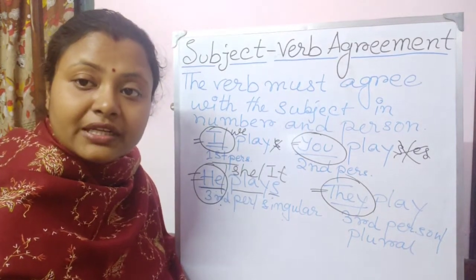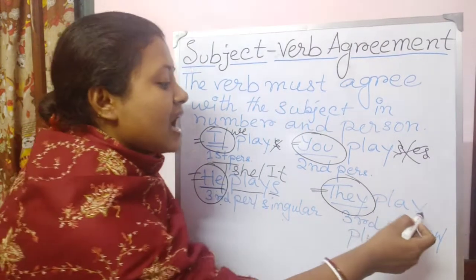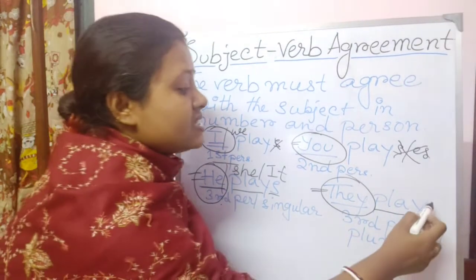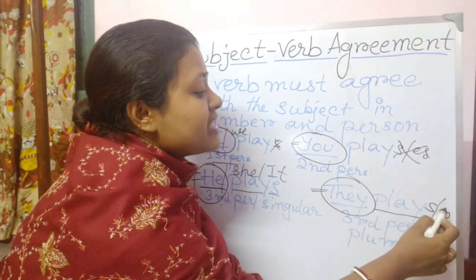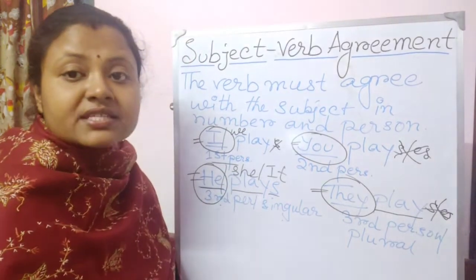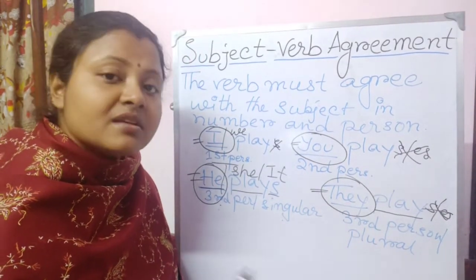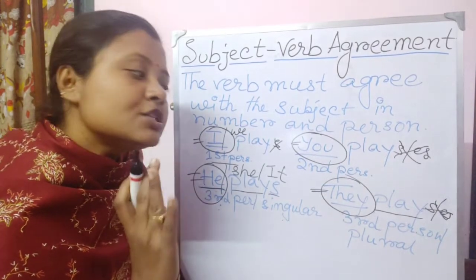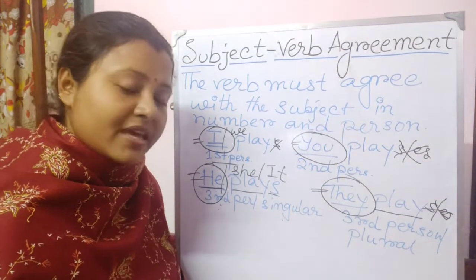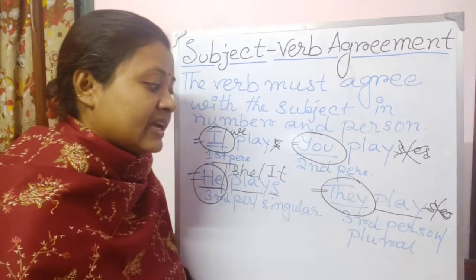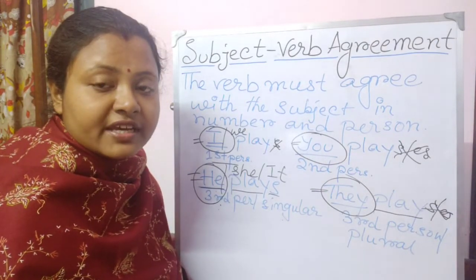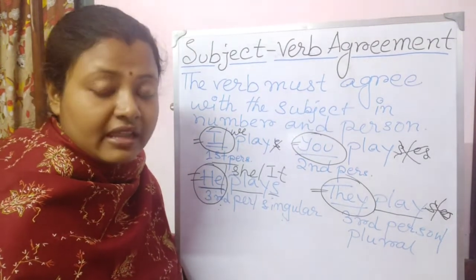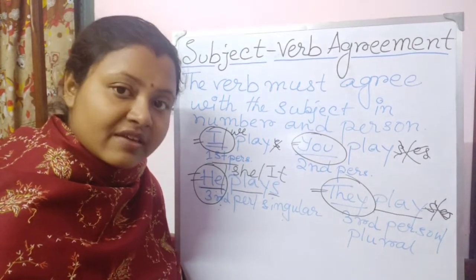As it is plural in number, that is why after the main verb we have not added s or es. You cannot add s or es because though it is in third person, it is not singular in number. It is plural number. Okay? So that is why they play. They go to school every day. They write with pen. They sing well. We never say, They sings well.